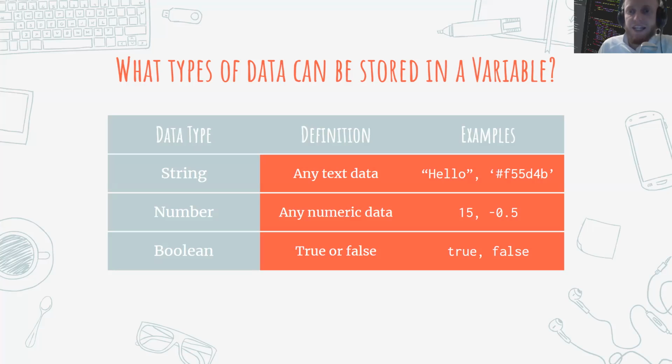So a string is any text data. And in JavaScript, you'll see strings with quotation marks that are double quotes, and you'll see strings that are quotation marks with single quotes. It really doesn't matter which one you use in JavaScript. They both accomplish the same task, the single and double quotes. And then a number is any numeric data. It breaks down further into integers, which are whole numbers, and floating point numbers, which are decimal numbers, but they're all numbers. And then a Boolean is a true or false.